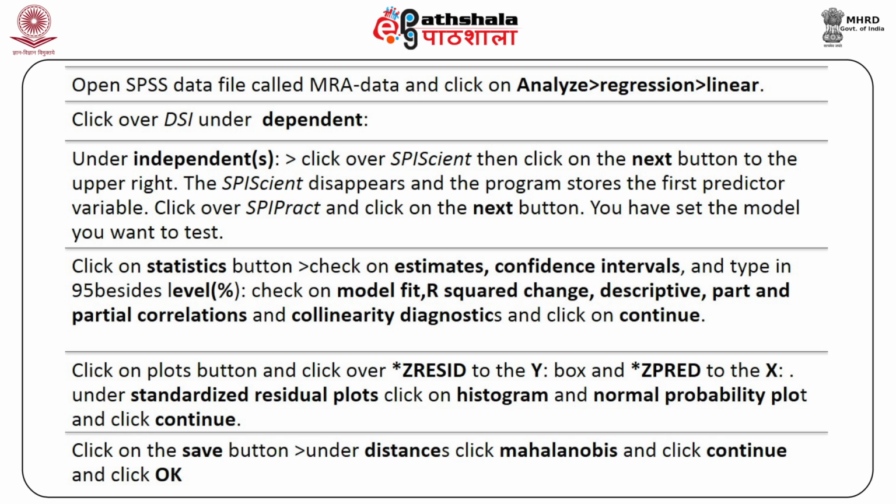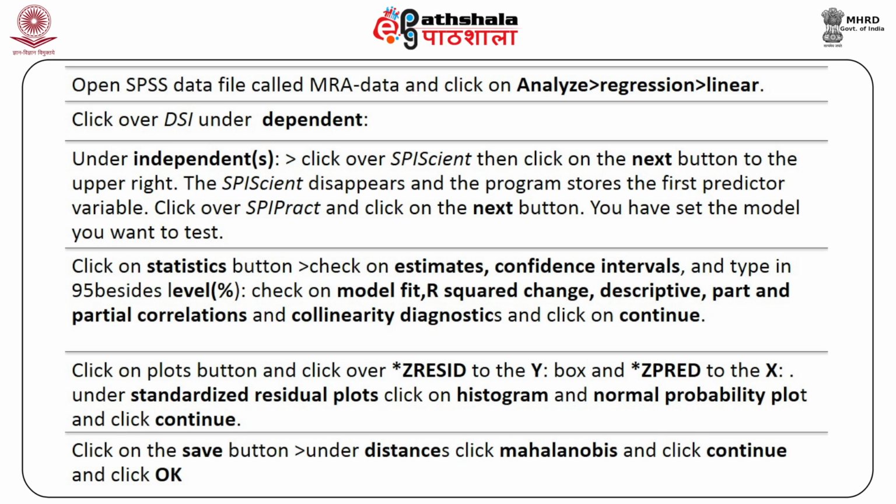Click on the Statistics button, check estimates, confidence interval and type 95 beside the level percentage. Check model fit, R squared change, descriptives, part and partial correlations and collinearity diagnostics and click on Continue.